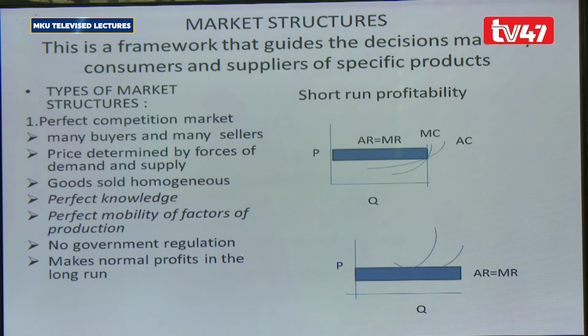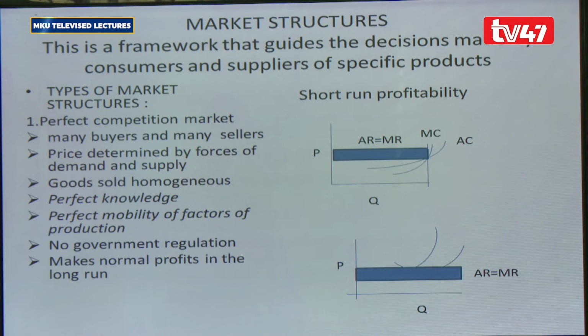Basically, the market structure is a framework that guides the players in that market on the decisions that they must make. When we talk about the market structure, we look at the guidelines, the players, and what makes them make those decisions. We have 5 types of markets that we are going to look at. The first one is the perfect competition market. In this market, it has its own features, and one key feature is the fact that there are many buyers and many sellers.